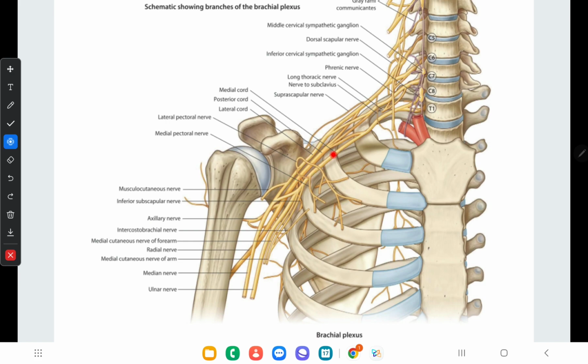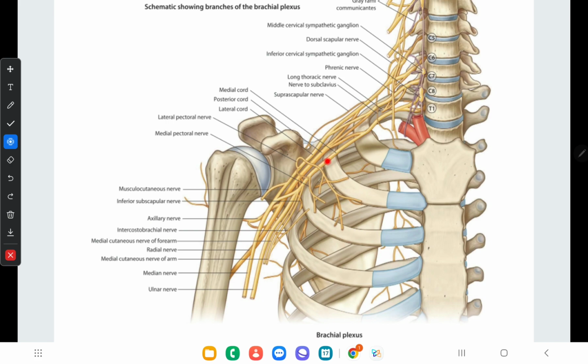You already know the branches arising from each cord. I'll quickly show you the branches. From the lateral cord you have the musculocutaneous nerve and the lateral root of the median nerve. From the medial cord, the medial root of the median nerve and the ulnar nerve. Then from the posterior cord, this is the radial nerve and this is the axillary nerve, which goes around the surgical neck of the humerus. Then there are some other small branches.